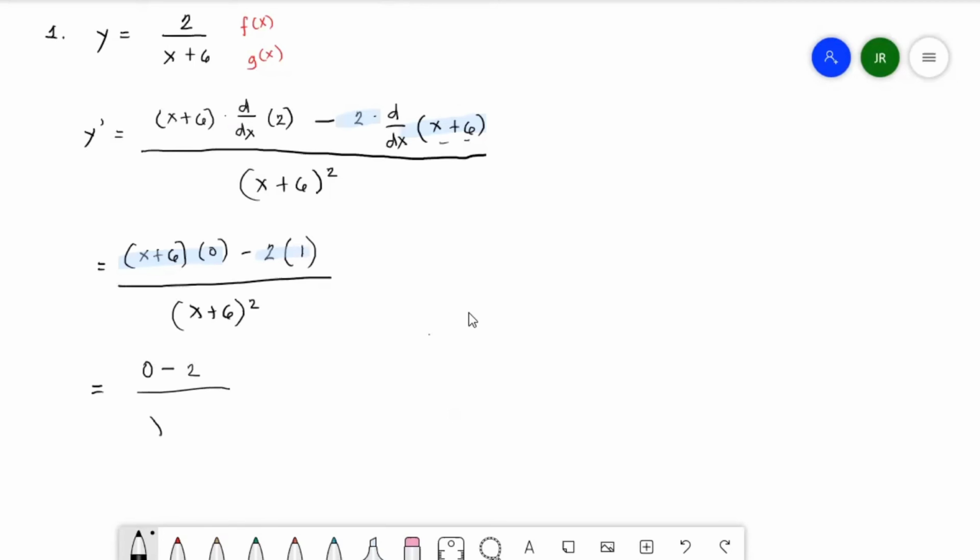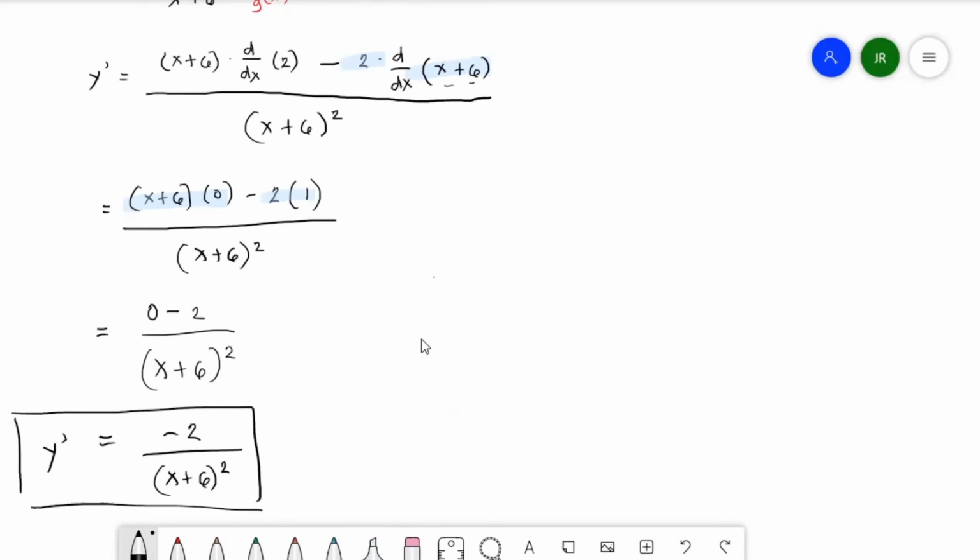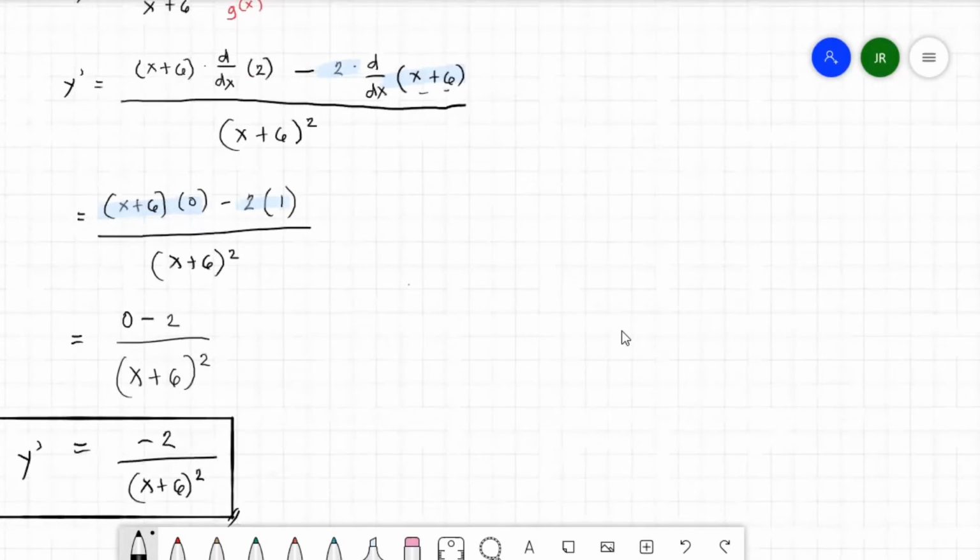Then over x plus 6 squared. So for our final answer, 0 minus 2 is negative 2 over x plus 6 squared. Okay, so this is the derivative of the given function. So that is for example number 1.